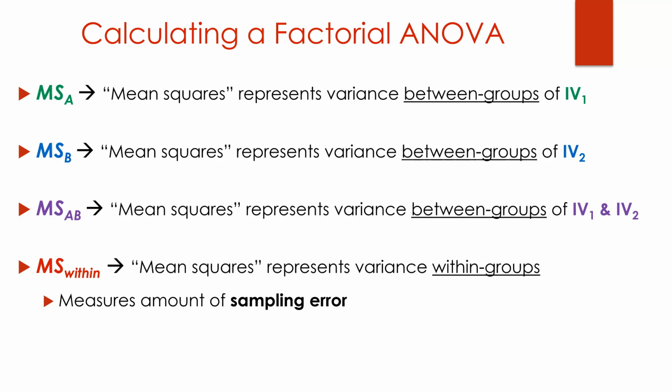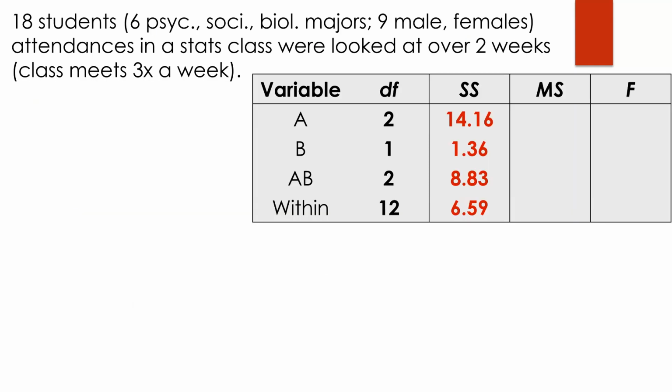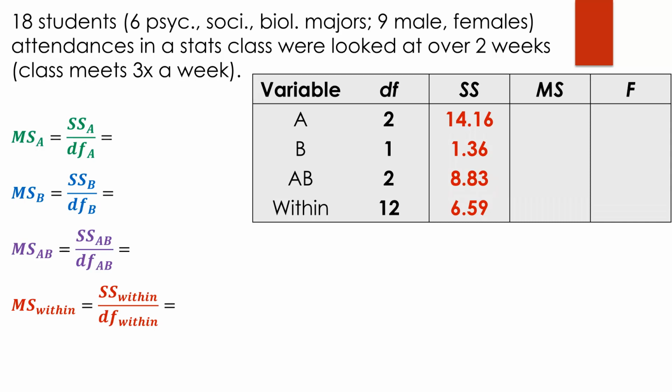Mean squares A represents the variance between the groups of the first independent variable. MSB, same thing for the second independent variable. MSAB is for the interaction. And then MS within represents sampling error. So you can pause the video at this point and do these simple calculations and calculate the mean squares, all the 4 ones that we need.